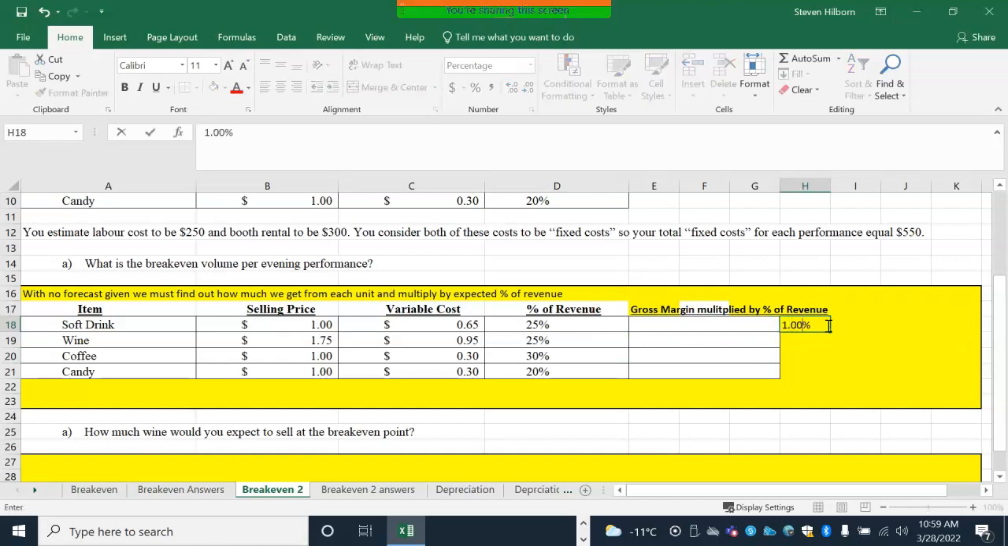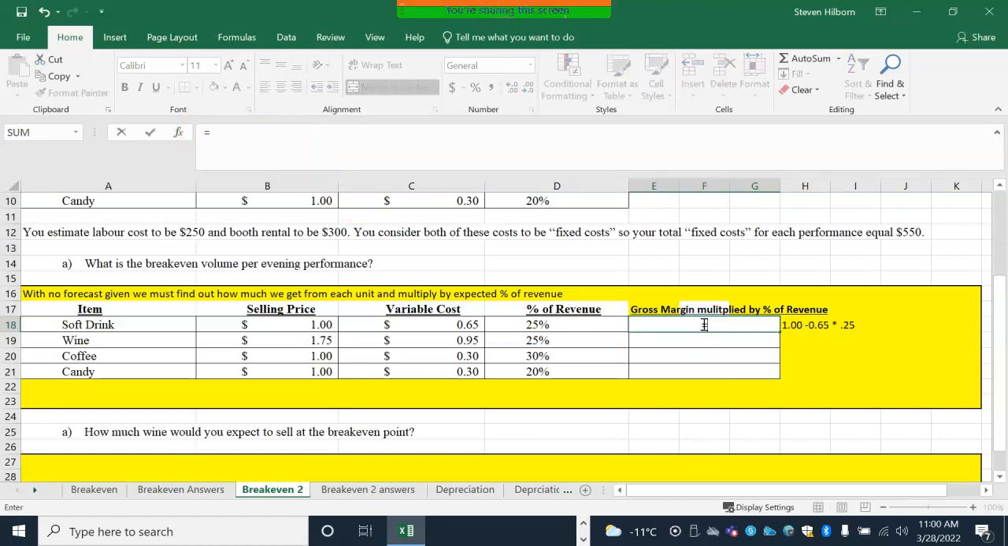$1 minus 0.65 multiplied by 0.25. Okay. Now, because of order of operations and everything, that would not work. You'd have to put some brackets in there, but it would be $1 minus the 65 cents. Just do this a little bit cleaner so it makes more sense. All right, so that's the equation that you'll be looking at right there.